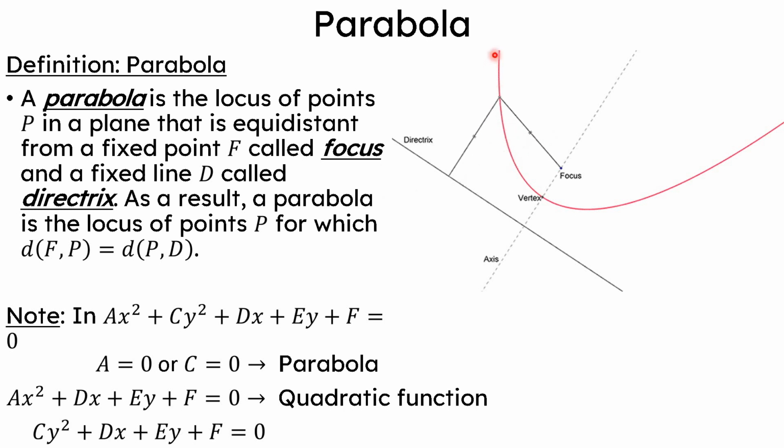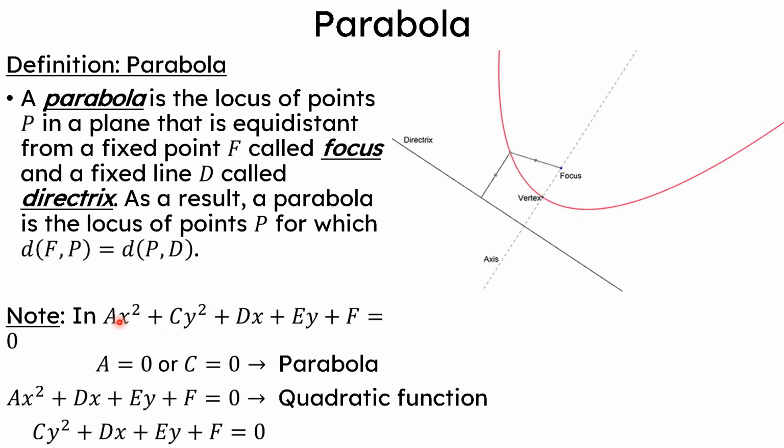So let's say this red curve here is our locus of points. As you can see, as the points go along, this distance from the point to the fixed point called the focus should always be equal to the distance from the fixed line called the directrix. So that these two distances should always be the same, and what we will form is the conic section parabola.